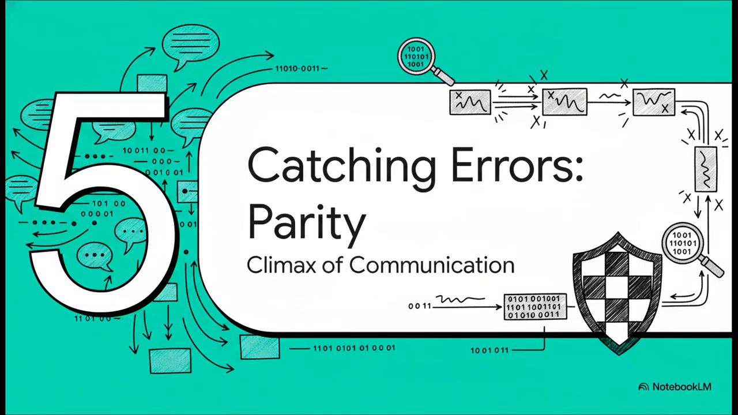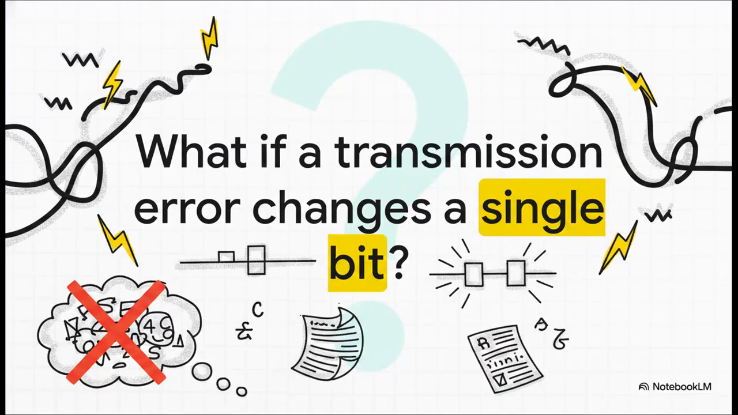All right, final section. Section 5, Catching Errors with Parity, the climax of communication. This is where it gets really clever. So we've got our human text perfectly translated into a 7-bit sequence. Great. But the moment we try to transmit that data over a network, we run into a massive new problem. Networks aren't perfect, right? There's electrical noise, signal degradation. So what happens if a transmission error changes just a single bit during delivery?